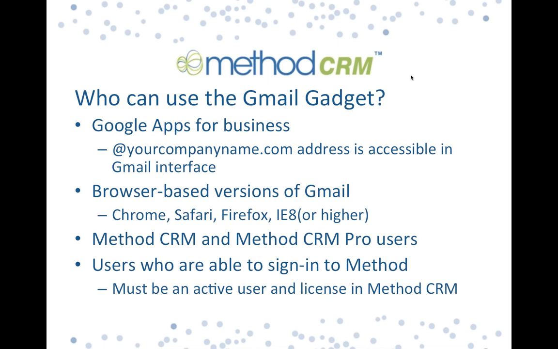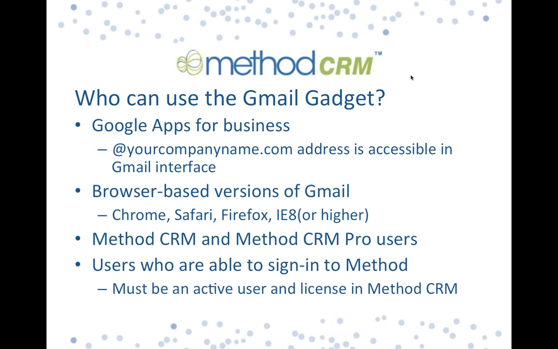A quick way to know about that is if you have an @gmail.com address, that is not a Google Apps for Business account. You need to have an @yourdomain.com address. So for example, yourcompanyname.com or cleaners.com. Whatever your email address is, it needs to make sure that it has your domain at the very end of it. The second thing is you need to make sure you're using browser-based versions of Gmail. So things like Chrome, Firefox, Safari, IE, those are all browsers that are supported.